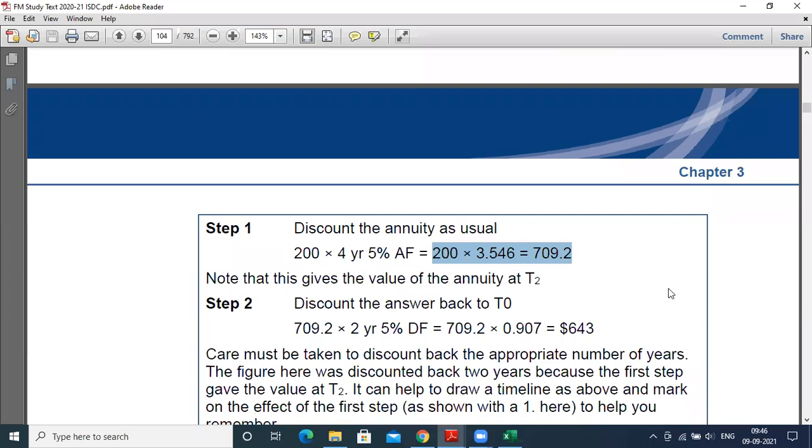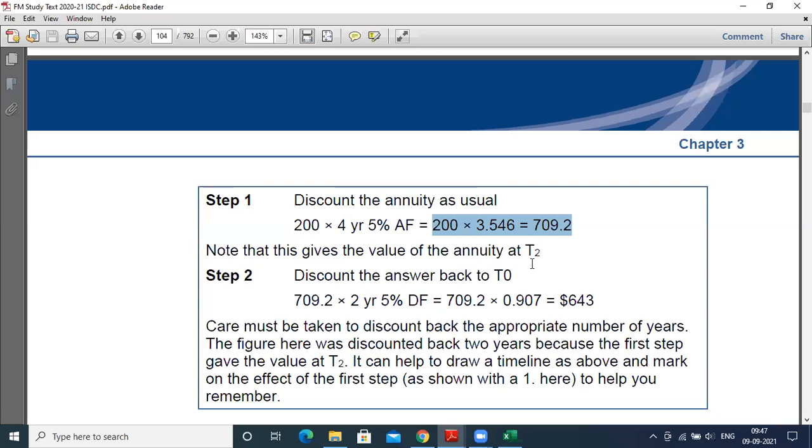Whatever normal process we applied, the same process we applied here. The annuity is 200 and the annuity factor for 4 years at the rate of 5% is 3.546. So we got 709. Now step 2: this 709 is for the second year. Note that this gives the value of an annuity at T2. Now again, this value should be discounted back to our T0 value.